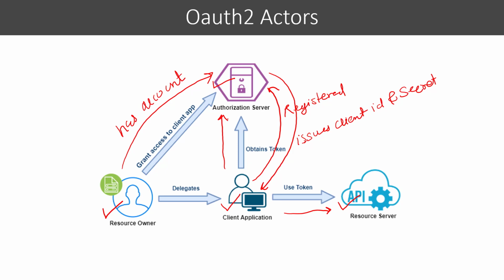In order to obtain an access token from the authorization server, it first needs to get permission from the resource owner. Once the resource owner provides the permission, the authorization server issues the access token to the client application. The client application uses that access token and calls the API resource.